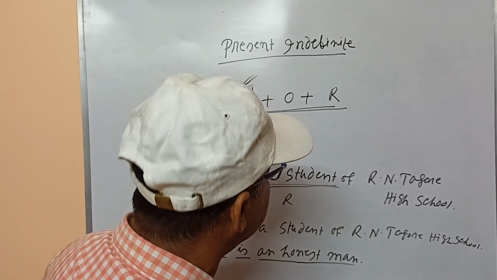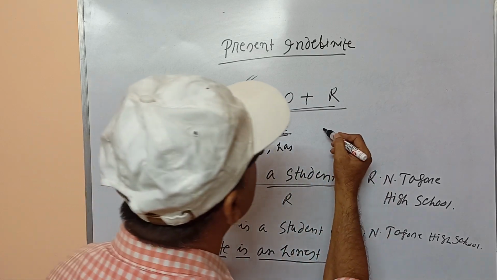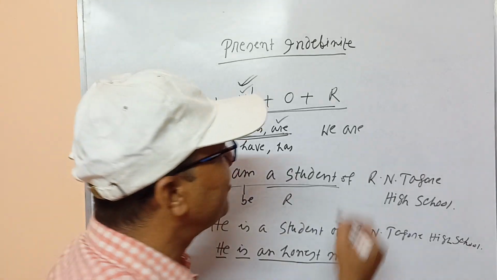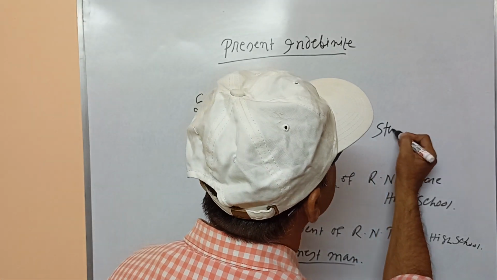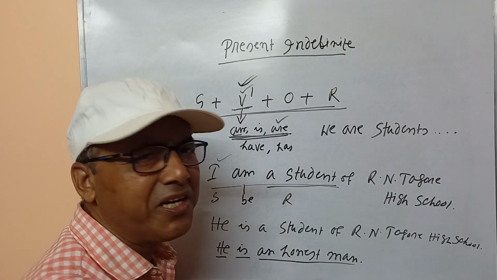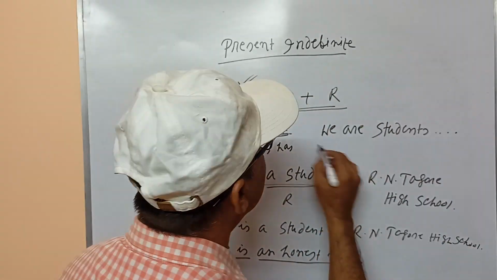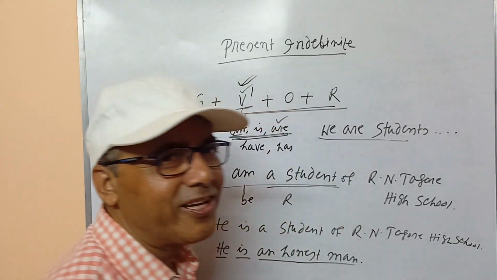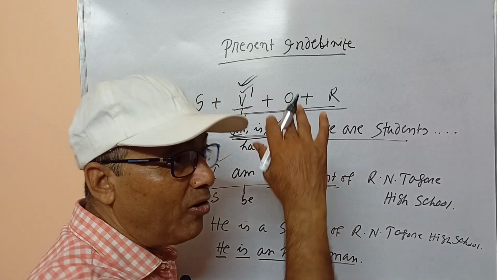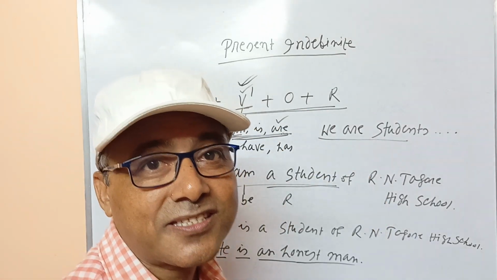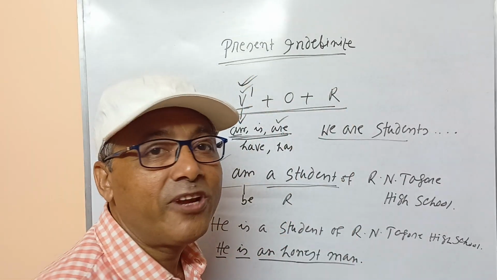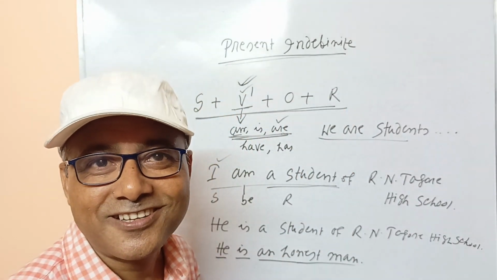If you want to use are, see, are, we are students. We are students. So you can increase in this way. If you want to increase, you can increase. So in this way, we create a lot of sentences with the help of be verb. And all these sentences are also the examples of present indefinite or simple present, right?